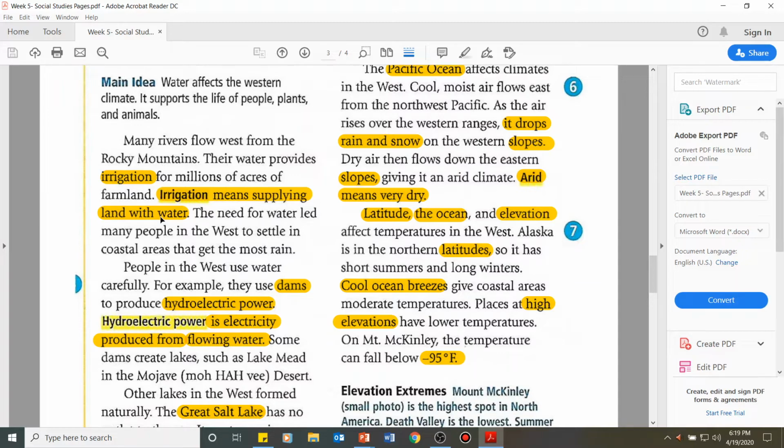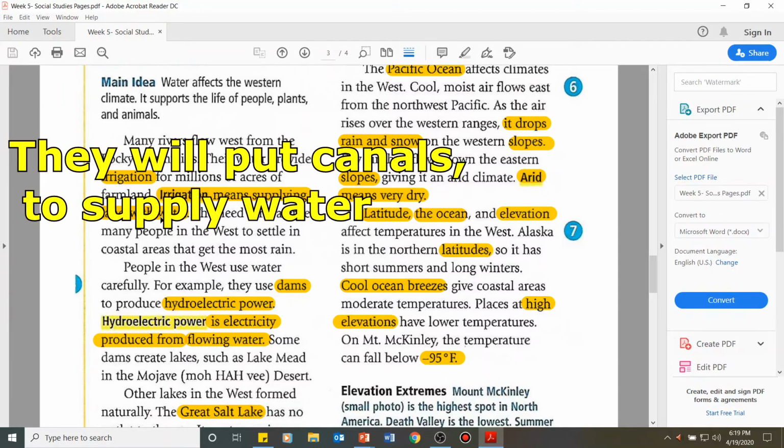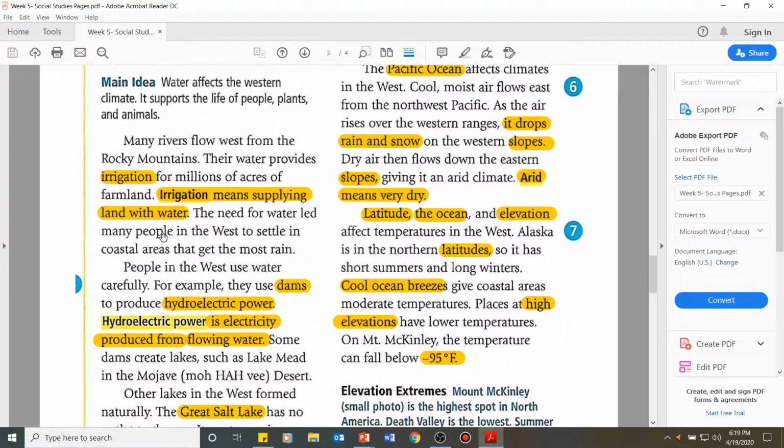So if your land doesn't have water, they will put canals and it will supply a lot of water so that you can water your plants. So the need for water led many people in the West to settle in coastal areas that get the most rain. So people wanted to settle in the West, in the coastal areas, because there's a lot of rain over there.